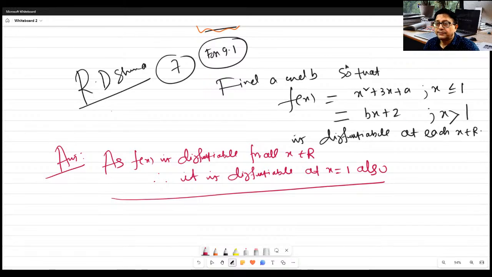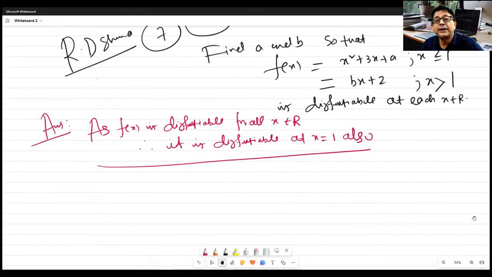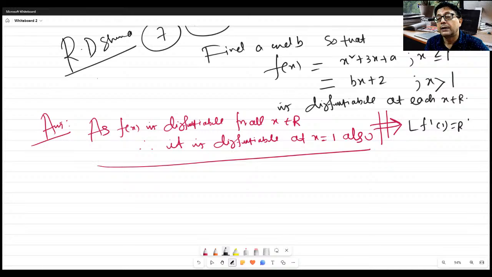So let us use that concept here. It has to be differentiable. We can use this information. They have given it is differentiable. Find a and b. So we can assume all the conditions here that we have done before: left hand derivative equal to right hand derivative. This implies what? This will imply that Lf'(1) equal to Rf'(1).